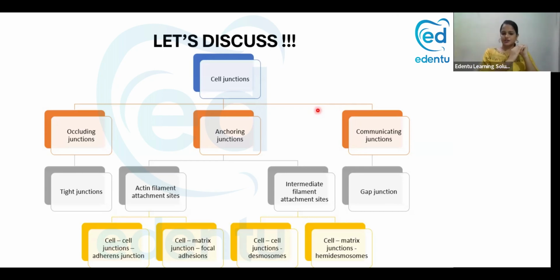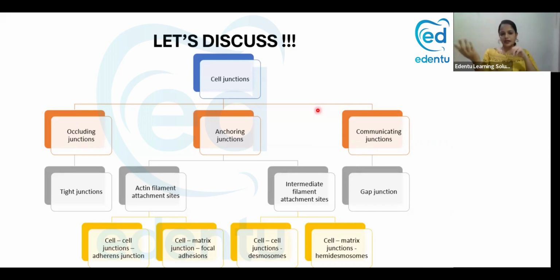If you look at these anchoring junctions, these cells can be held together with the help of two types of filaments. One is actin filament and the other is intermediate filament. The actin filament can keep two cells close together, or it can keep a cell and the underlying matrix together also. So there will be attachment between the cells, and attachment between the cell and the underlying connective tissue. If actin filaments are acting, then those cell junctions are called adherens junctions, or the cell-matrix junction, the focal adhesions.